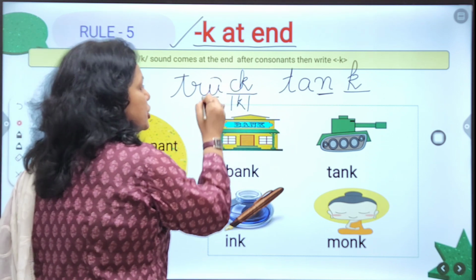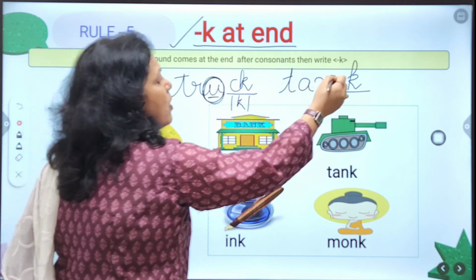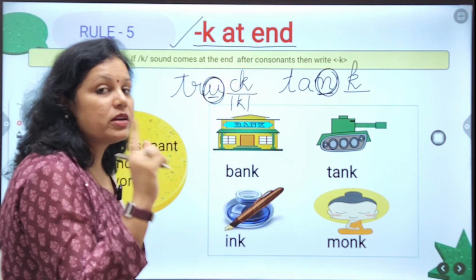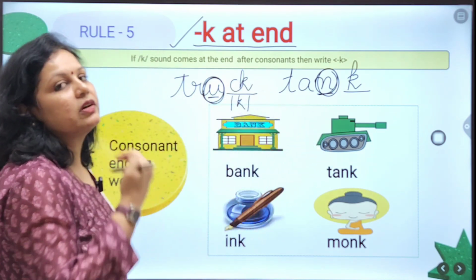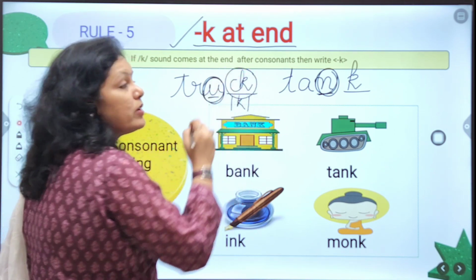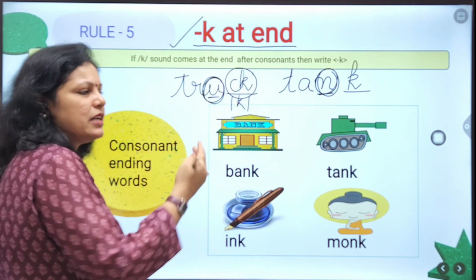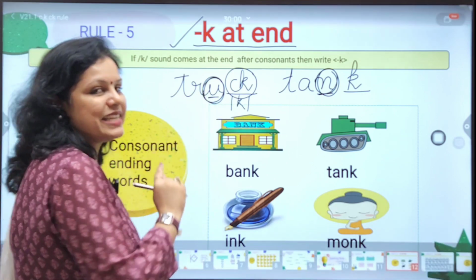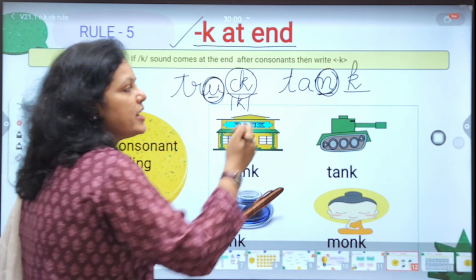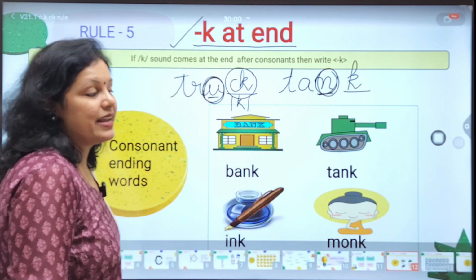You have a short vowel sound here. You have a consonant here. So you need to identify what sound is coming before the k sound. If you have k sound at the end, but before that you have a short vowel, write CK. But if before the k sound you have a consonant, then always you will write the letter K.